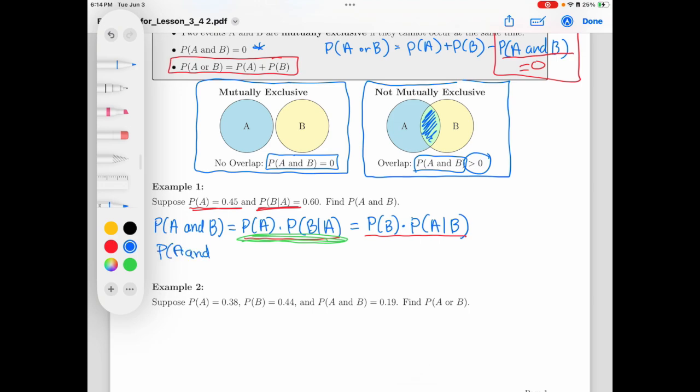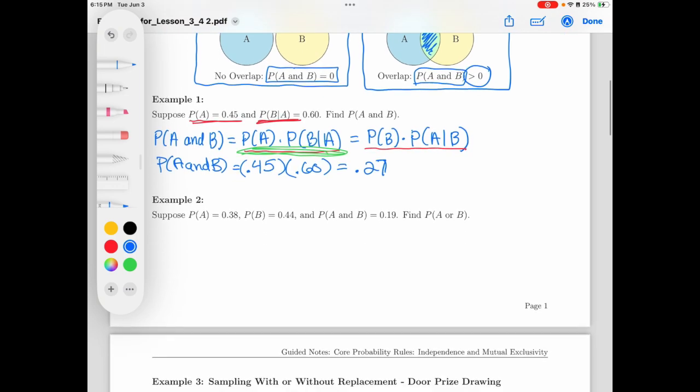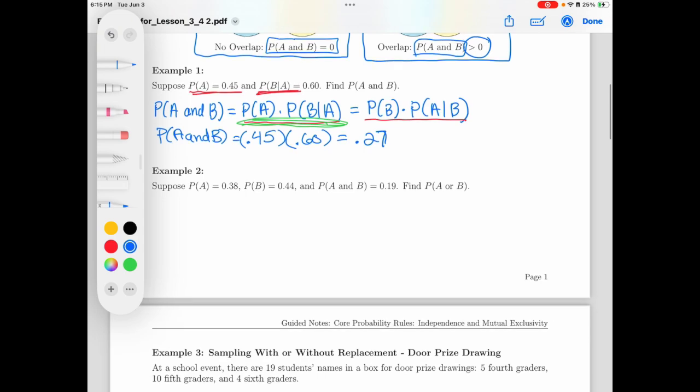The probability of A is 0.45. So I'm going to substitute that in for the probability of A, and I'm going to multiply that by the probability of B given A, which is 0.60. And when I do that, I'm going to get 0.27. So the probability of event A and B is equal to 0.27.